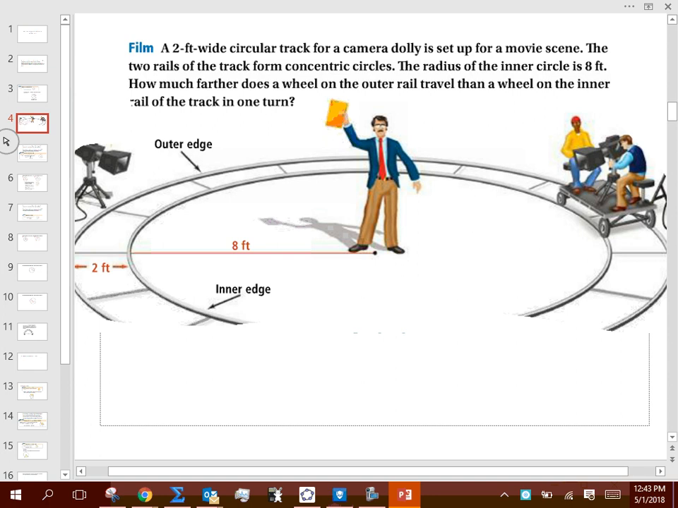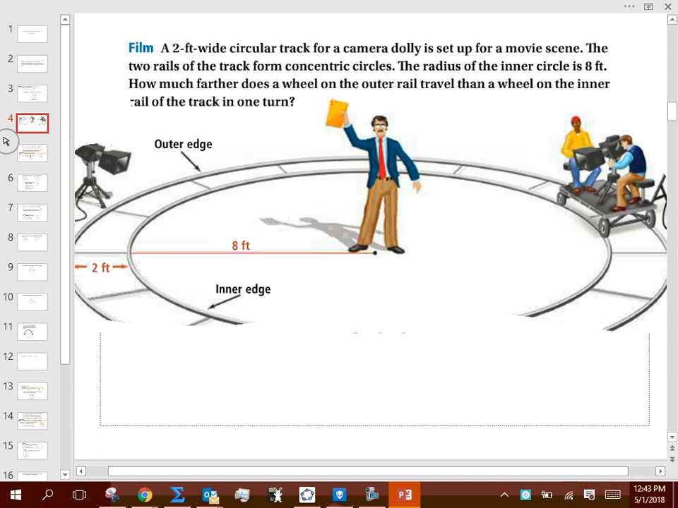All right, so that track idea is the same thing as this one. So I think in your homework, maybe throughout the next couple of days, you might see a question that involves running around a track. You can kind of come back to this question and see how we address this one. Basically what's going on here is that we've got a 2-foot wide circular track for a camera dolly is set up for a movie scene.